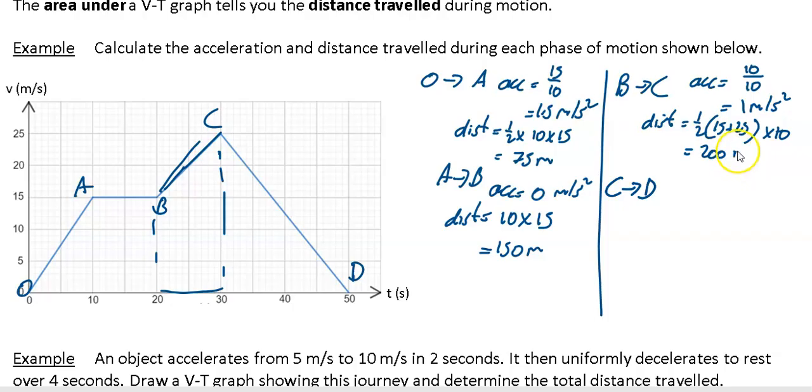So 200 meters. Okay, from C to D, first of all, what's happening here? Let's have a look at this.